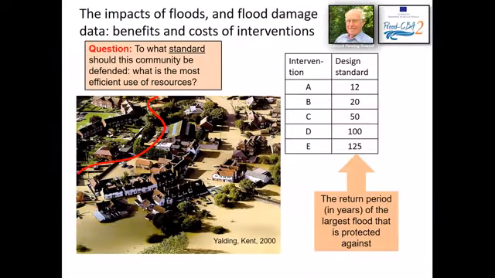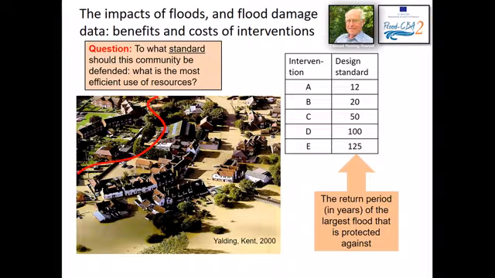Now, coming to an example, we have a community here in the photograph where there has been a flood in the year 2000 in the UK. And the question we're posing here is to what standard of protection should this community be defended? What is the most efficient use of resources?